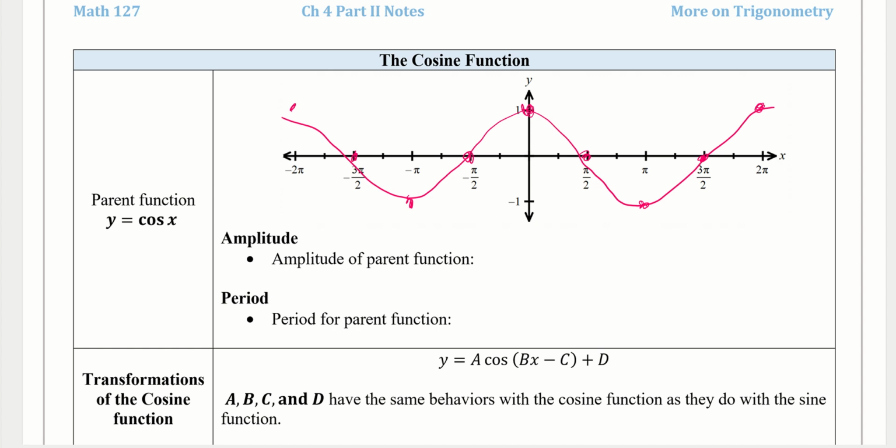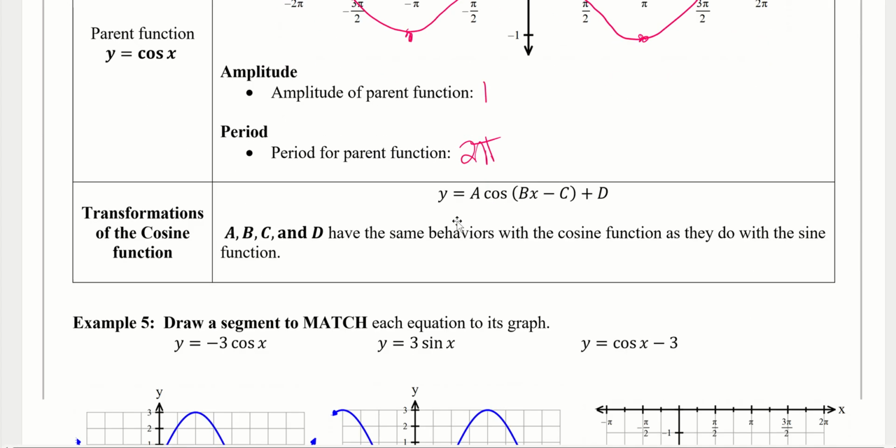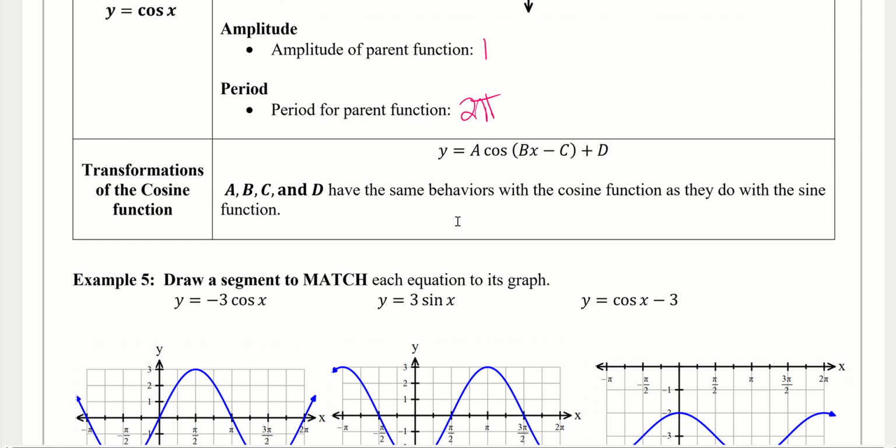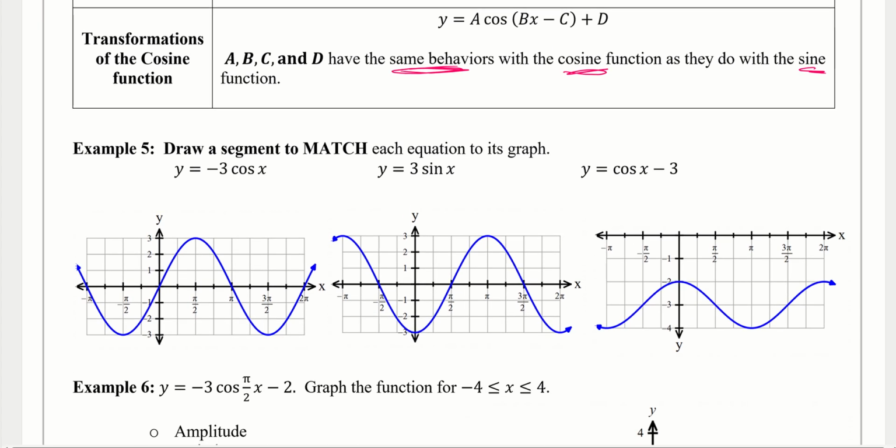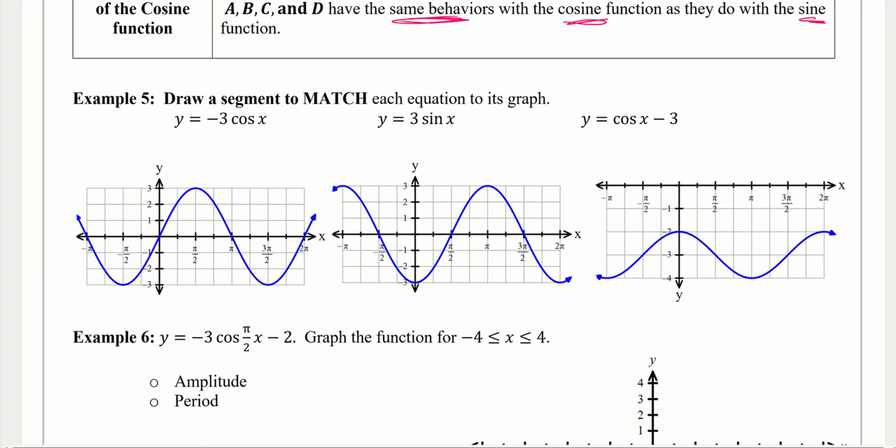Okay. Amplitude of the periodic function, again, is going to be 1. Period is 2 pi. Now going through, again, I'm going to cruise through this one because we've seen it. You'll see same behaviors with cosine as we saw with sine. So same period, phase shift, vertical shift, amplitude, that kind of stuff. Okay, so let's check it out.